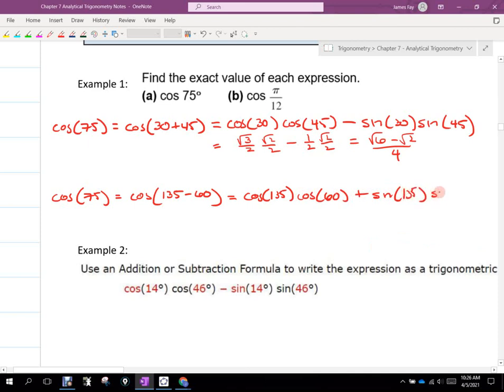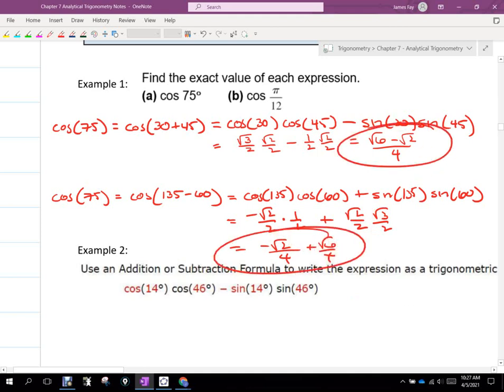applying my formulas, cosine of 135, that's negative radical 2 over 2 now. Cosine of 60, that's the 1/2 now. Plus the sine of 135, well, that's radical 2 over 2. Sine of 60 is radical 3 over 2. Excuse me, negative radical 2 over 4, plus now radical 6 over 4. Is that the same thing as that? Yes. Commutative property tells me it is. So it doesn't matter what two angles you use to get your 75, as long as they get you 75.